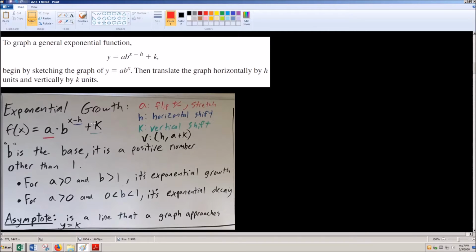So when we look at the k value, it's just going to be our vertical shift, and that's going to be up or down. If k is positive, it's up. If k is negative, it's down. So when we're looking at these things, that's basically how it affects it. A does the flip and the stretch. So very similar to all the stuff we've seen so far before.